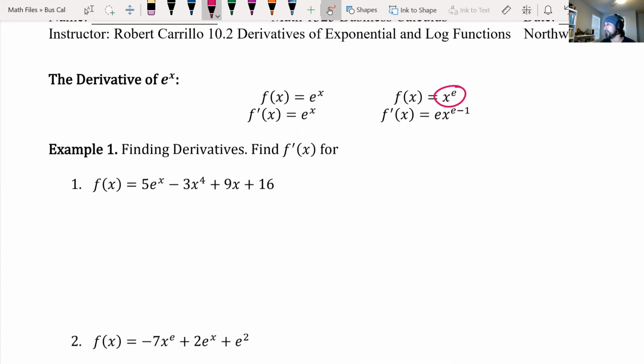This is x to the power of e. So when you take the derivative of x to the e, you're going to get e times x to the e minus 1, because all this uses is the power rule. So just note the difference between these two derivatives. This is e to the x, that's x to the e. Okay, so let's try it out below.